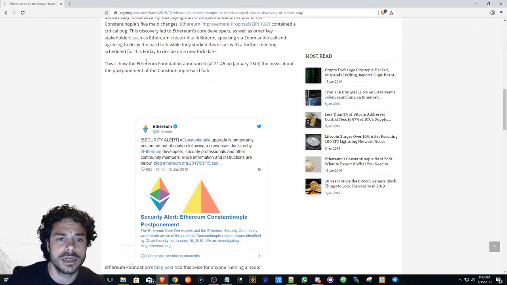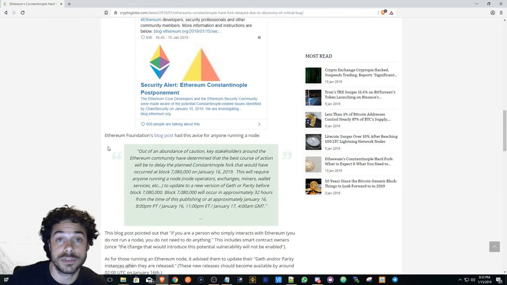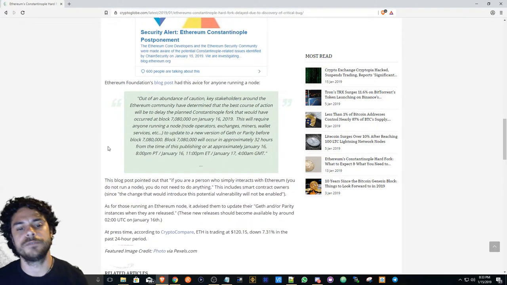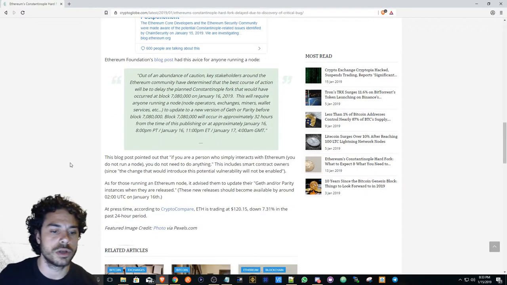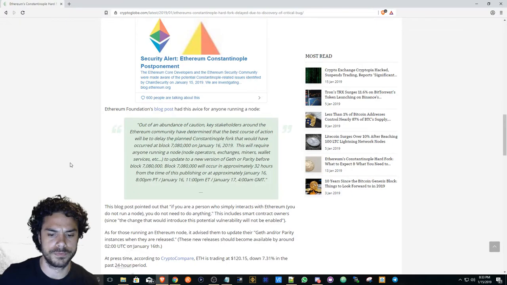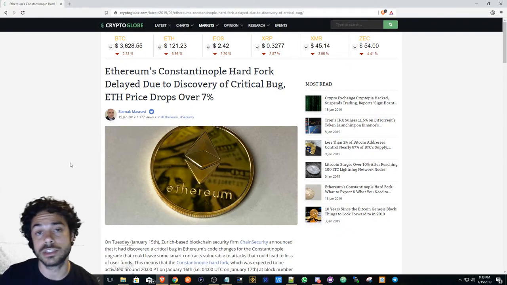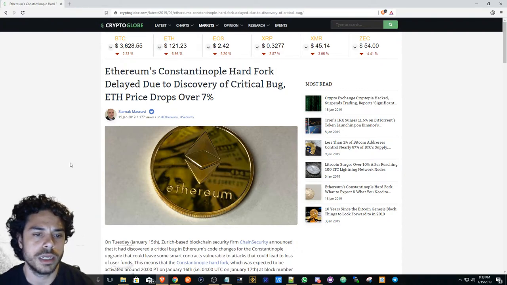It looks like the Ethereum Foundation announced today that they are postponing it temporarily to resolve this issue. And they also released a statement, I am not going to go over that at the moment. I'll leave the article link in the description below. So if you're interested, please take a look at it.